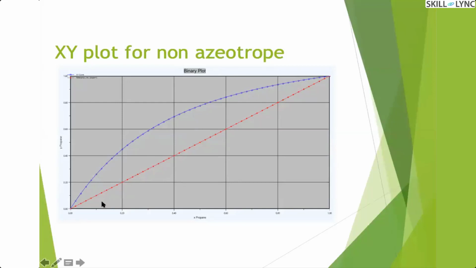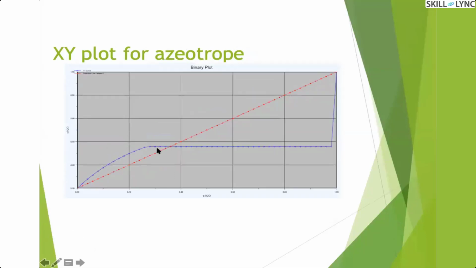Since this blue line is not crossing the red line at any point, there is no azeotropic formation. So you can determine whether an azeotrope is going to form or not using this plot. And whenever there is azeotropic formation, it will cross. So I will show an example.